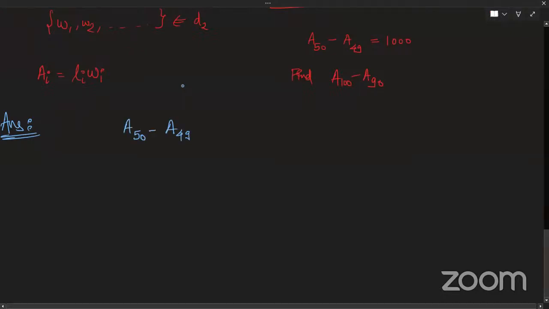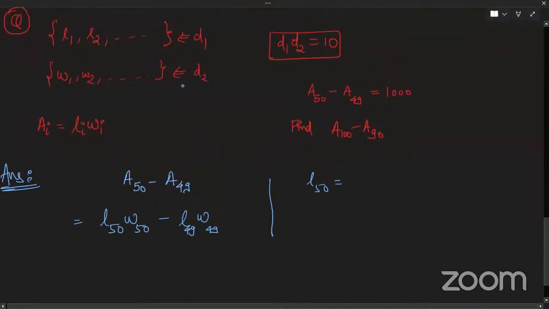So A50 minus A49 is given to you, right? A50 is basically L50 into W50, minus L49 into W49. What will be L50? It is an AP, so it is L1 plus 49 times D1, right? Similarly, what will be W50? W1 plus 49 times D2. Yes, D2, sir.